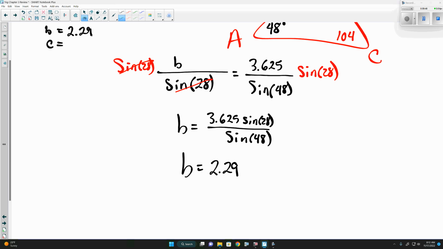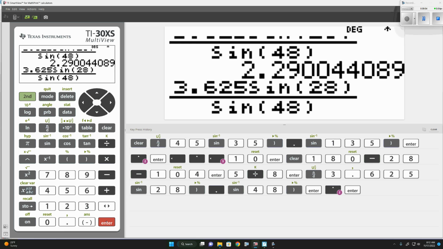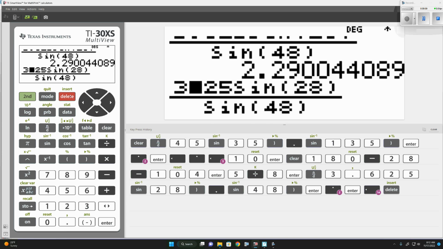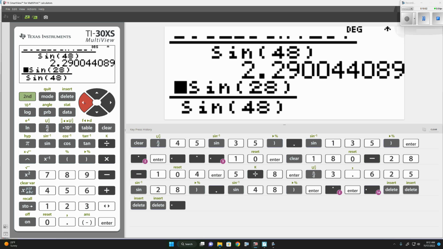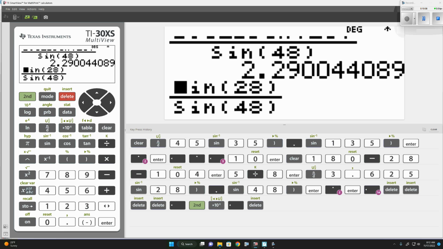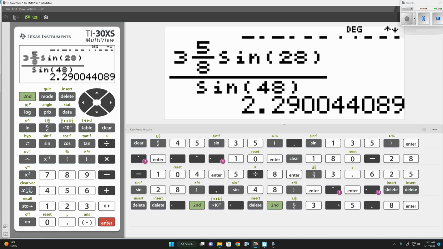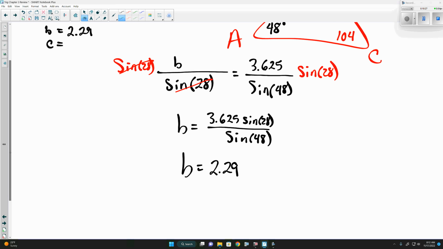And I mean, if we wanted to use 3 5/8, that would have worked just fine too. So we could have done this here 3 and 5/8, and we would get the exact same answer. So we could type it in as a mixed number, we could type it in as the decimal, it doesn't matter what form. The calculator will do it for us still. And we get this here.